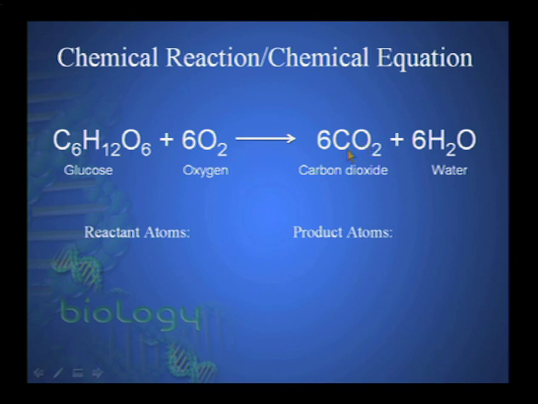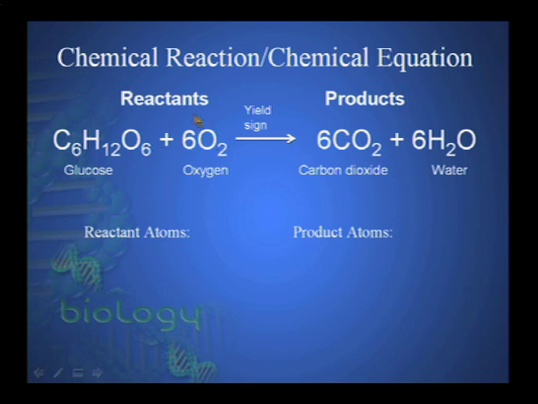If there's no subscript, it means there's 1. So there's 1 carbon here, 2 oxygens. And 6 waters composed of 2 hydrogens and 1 oxygen. Now, on the left side of the arrow, we refer to those as reactants. On the right side, we call those the products. And the arrow is a yield sign indicating that there has been a reaction. And essentially what a chemical reaction is, is a rearrangement.